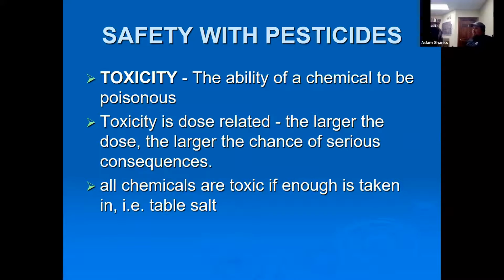So we'll talk a little bit about the toxicity of a pesticide. This is the level of the chemical that it takes to be poisonous. The dose is related to this. So if you have a large dose, there's a larger chance of serious consequences. And obviously all chemicals are toxic if enough is taken. So table salt, sodium's toxic, chloride's toxic. You put them together, you get table salt. So you've got to understand how all that works.